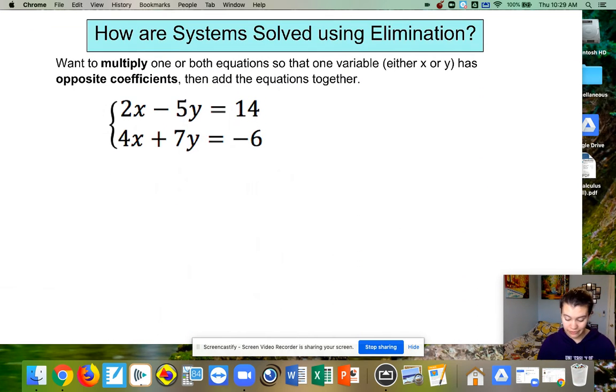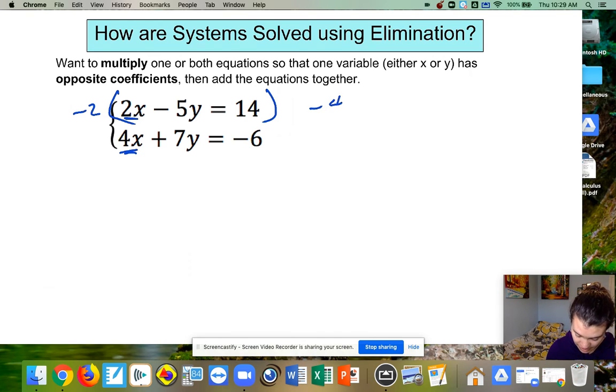All right, so what if they aren't already opposite coefficients? What if it's not set up how you want it to be set up? Well, then you can multiply the whole equation by something to get what you want. So here we have a 4x and a 2x, so it'd be pretty easy to multiply by 2 and get that to be a 4. So I can multiply this entire equation by negative 2, and it will come out how I want it.